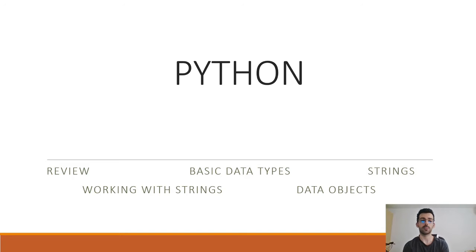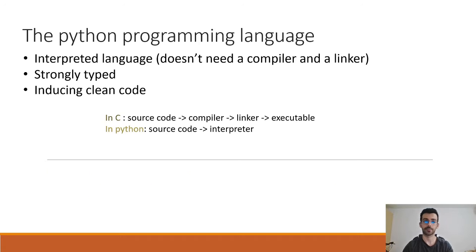In today's lesson we will do a brief review of the concepts that we talked about previously, and afterwards we are going to move on into basic data types, strings, working with strings, and I'll also mention in the end some data objects that are more aggregate or composite in their nature. So the Python programming language consists of several themes that are central to it and characterize it very well.